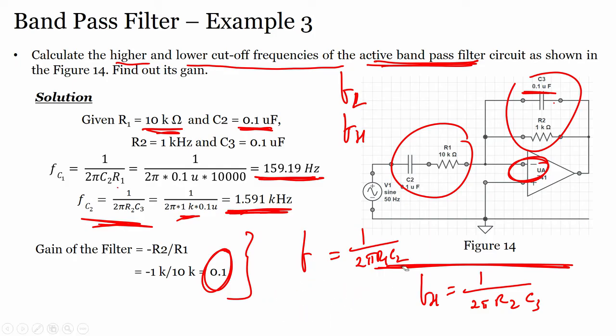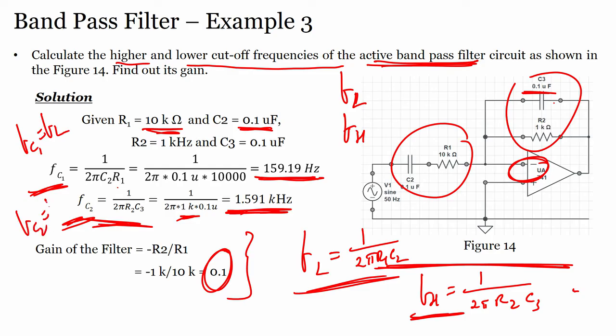So, F equals 1 upon 2 pi RC. Using this formula you get FL, you get FH. Now, see, lower and higher frequency, we can also say cutoff frequency 1, cutoff frequency 2, that is why it is FC1 and FC2, right. So, do not get confused about what FC is suddenly. FL is nothing but you can also write FC1 equals FL, FC2 equals FH. This is also correct, all right.